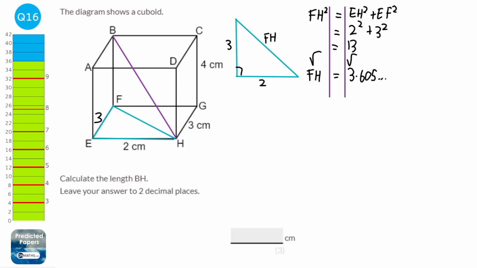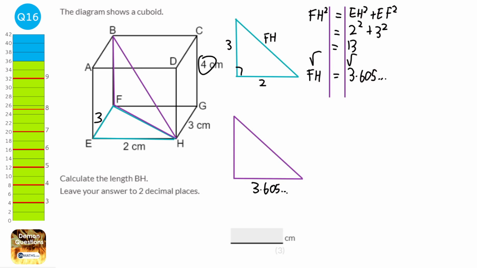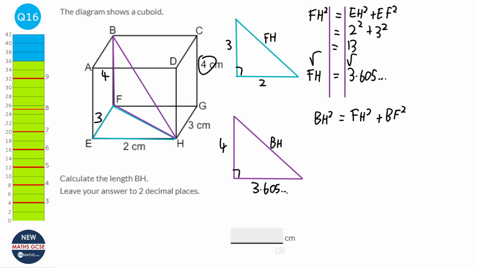And now, because we know that length, we can actually work out what the length BH is by drawing another right angled triangle. And this time we've got the missing length for this triangle. So we couldn't do this before because we didn't know what the bottom length FH is, but we do now. It's 3.605, blah, blah, blah. And the height is the same as over here. It's going to be 4. And so we're going to write down that BH squared, it's Pythagoras again, so we're looking for BH here, is going to equal FH squared plus BF squared. Get our little tram lines in.